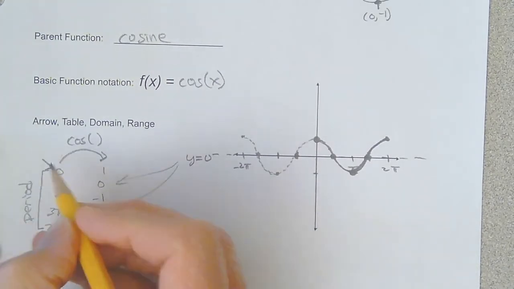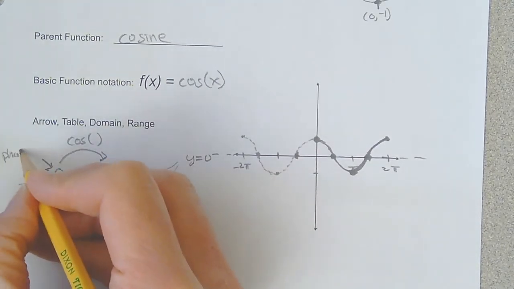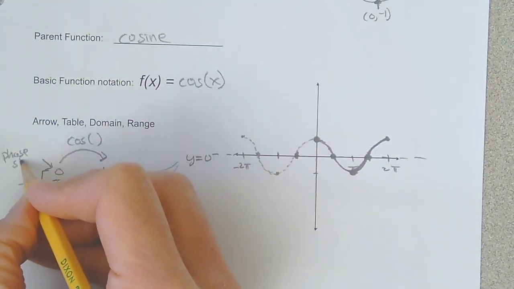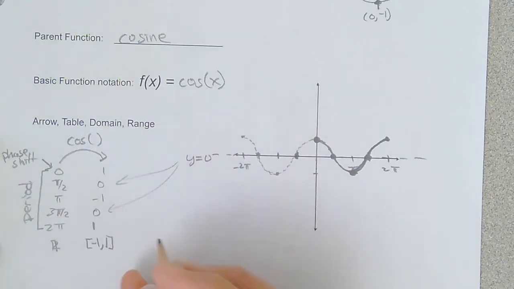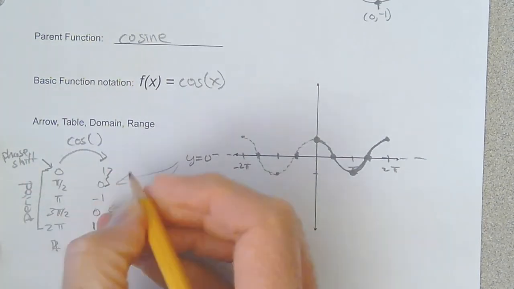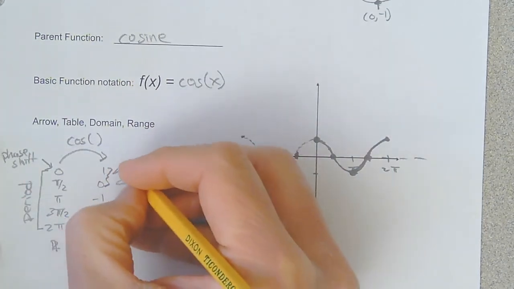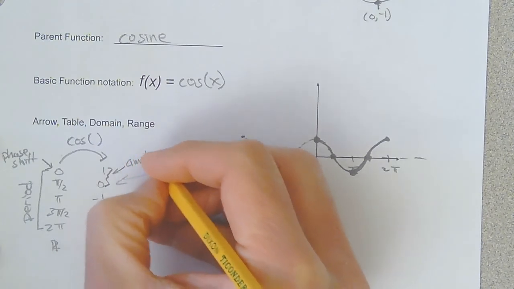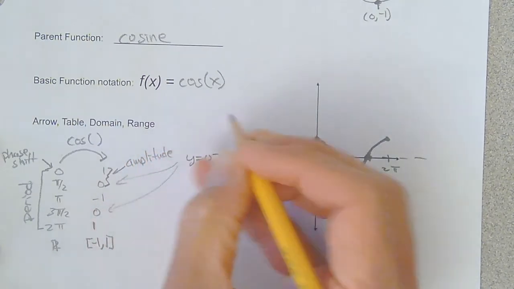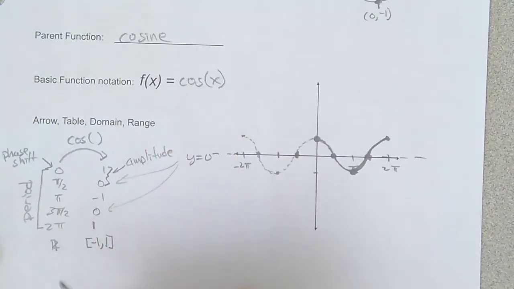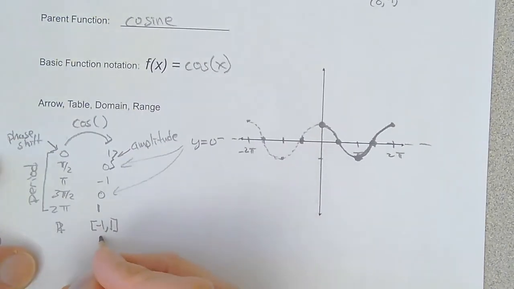We can still read the phase shift off of this part. And this gap between those still tells us about the amplitude. Obviously, when we've done transformations to these, some of those numbers may change, and that's why we're pointing out where you can spot them there.